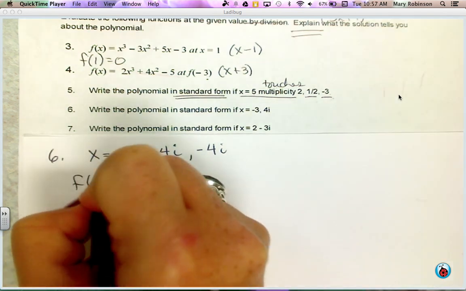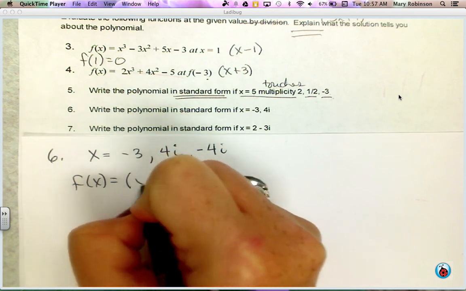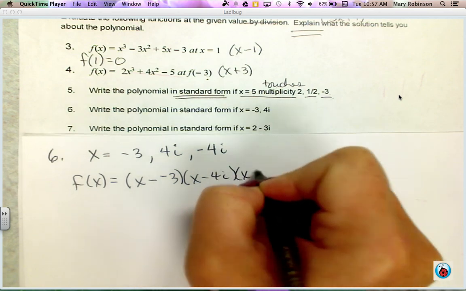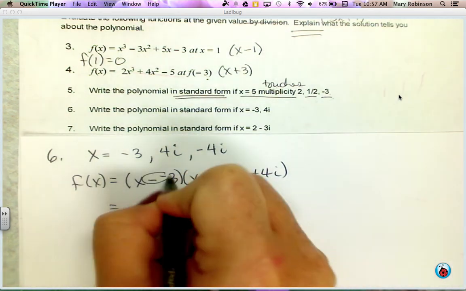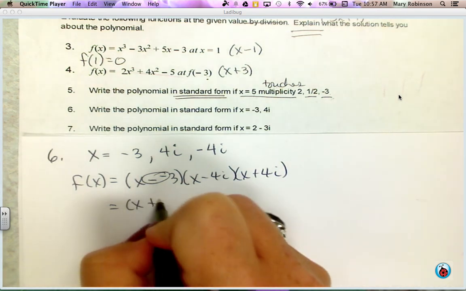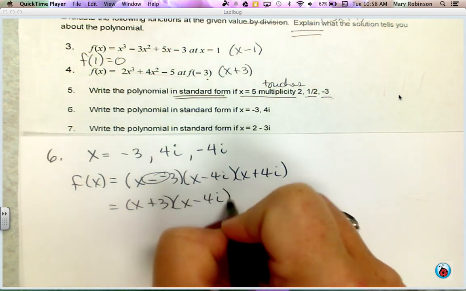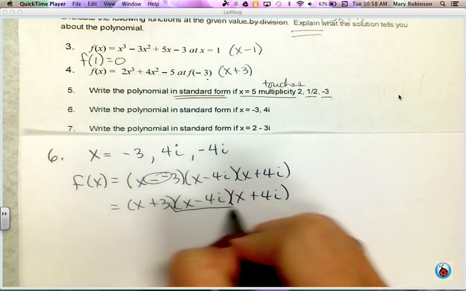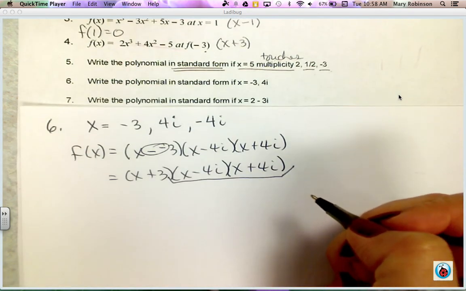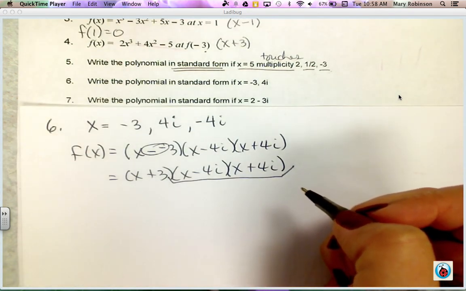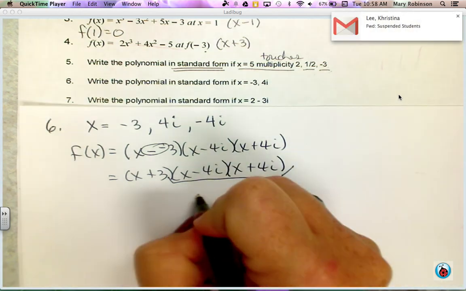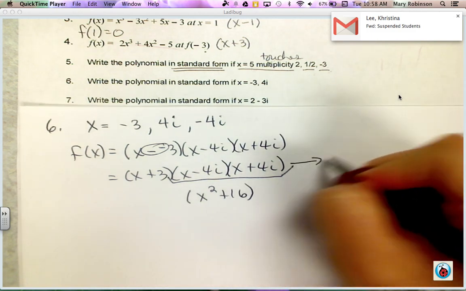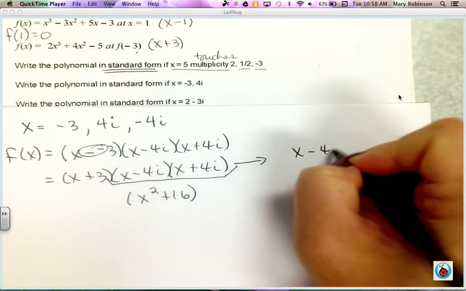From here, we want to write our function in standard form, factored form. So x minus -3, x minus 4i, and x plus 4i. But of course, that minus a negative makes it x plus 3. So what I would recommend next is multiplying these two factors that have your complex zeros. As I taught you in class, the middle terms will cancel out, so you're going to get x squared plus 16. However, if you need to see that, I'll go ahead and do that at this time.